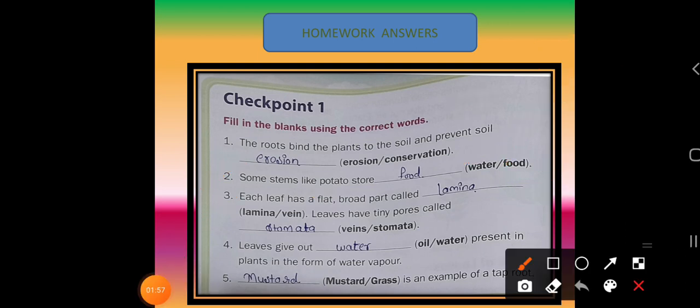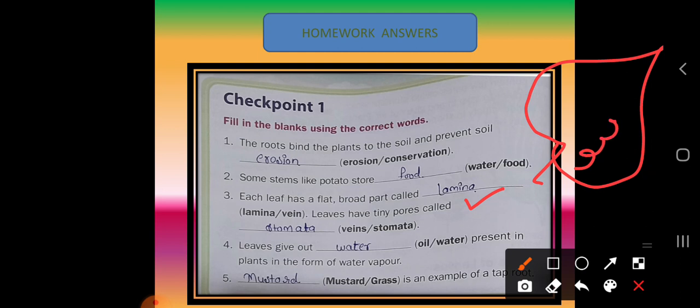The next question is: which leaves have tiny pores? The leaves have very tiny pores. These pores are called the stomata. Okay, what is the next question? Fourth question: leaves give out dash present in the plants in the form of water vapour. Do leaves give out oil? No. So what do leaves give out? They give out water. So the answer is water.